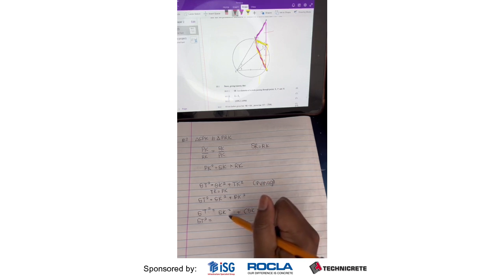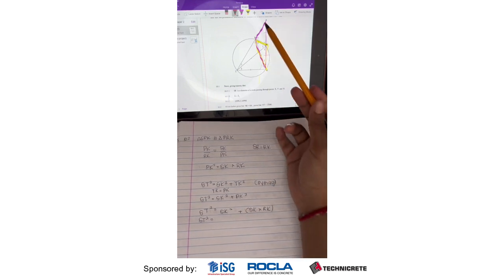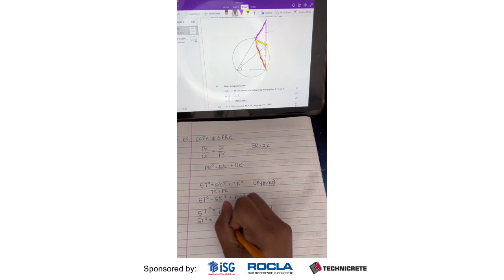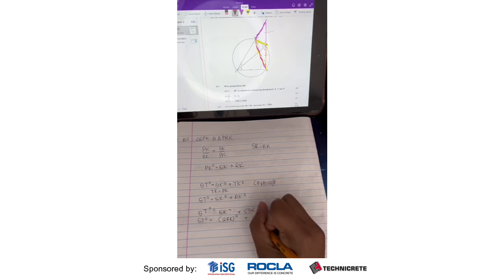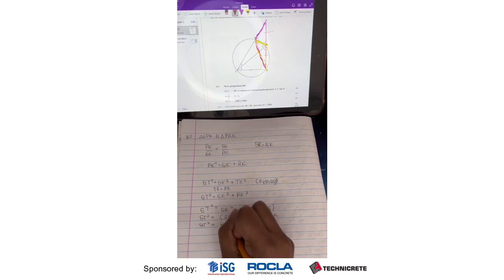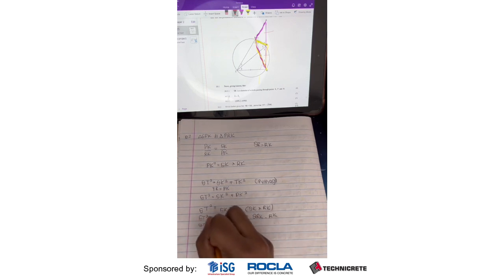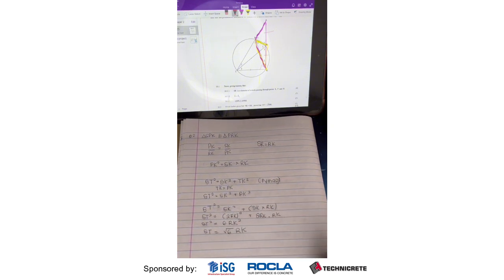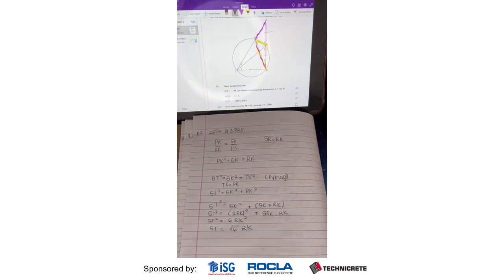SK. Where's my SK? Here's SK. And SK in the question they told us that SR and RK are equal. So it's equal to 2RK squared plus 2RK times RK. So ST squared is therefore equal to 6RK squared, and ST is therefore equal to root of 6RK. That was a 5-mark question.